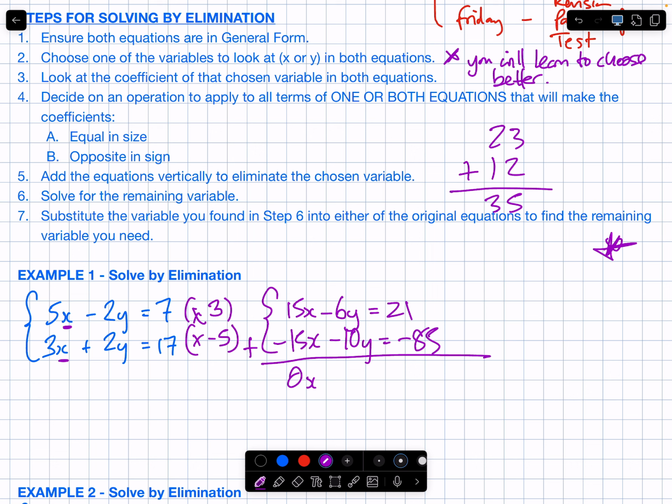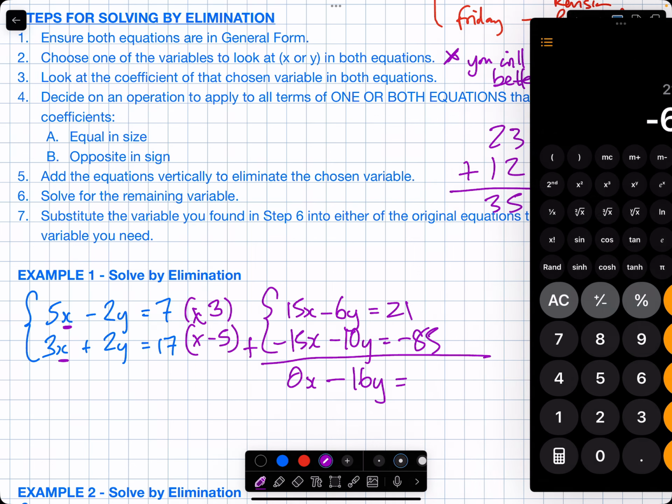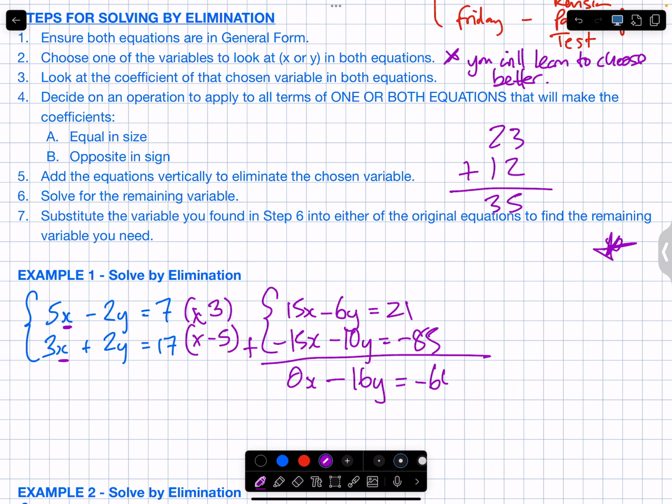Why is it not right? Negative 16y equals, what's 21 take 85? 21 take 85. Negative 64. That's a nicer equation now. Did I just do step 5? Add the equations vertically to eliminate.